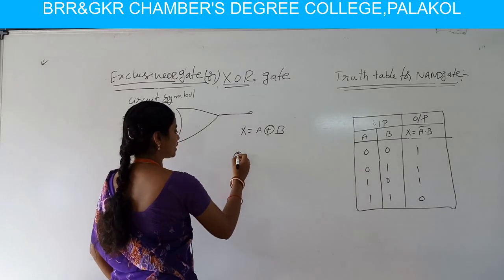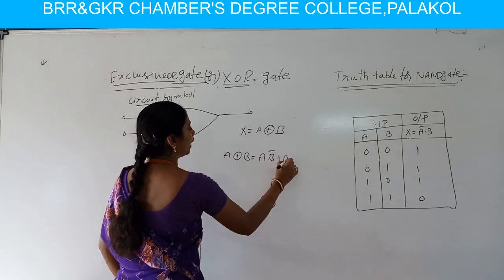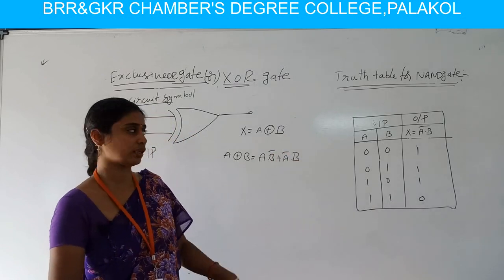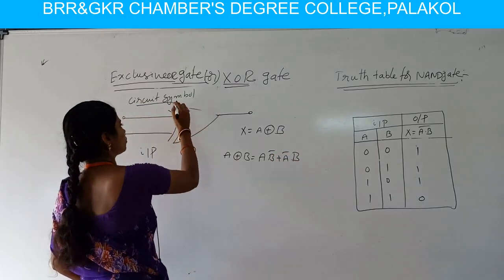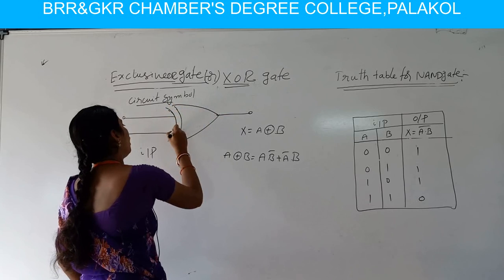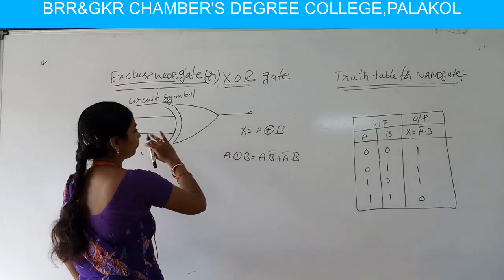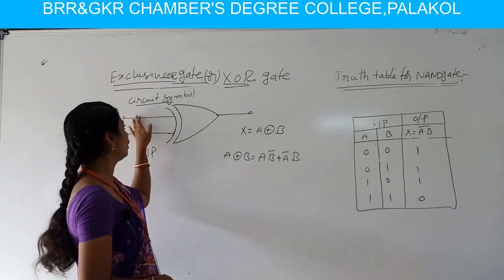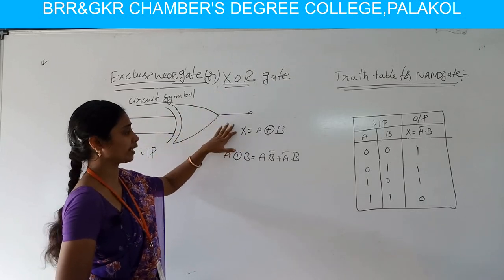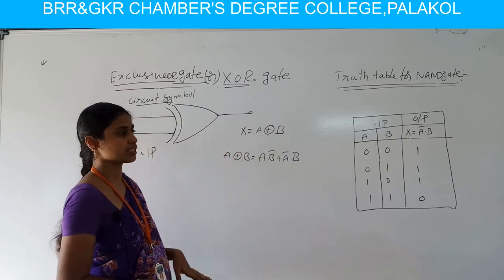The operation for this is A encircled B, which means A B bar plus A bar B. I hope you are following the symbol for exclusive OR gate. It is like the OR gate symbol, but in addition, another curve is present in this manner. The operation done by this exclusive OR gate is X equals A encircled B, nothing but A B bar plus A bar B.